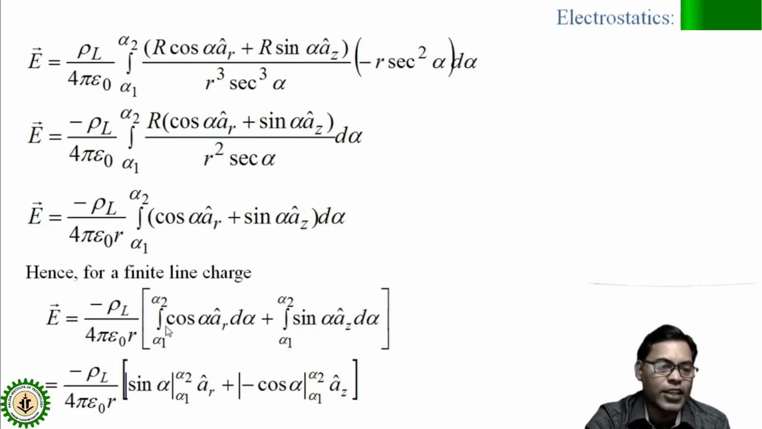Now you see that the integration alpha 1 to alpha 2, we have cos alpha AR d alpha, plus again integration alpha 1 to alpha 2 sin alpha AZ d alpha. Now if we take the integration of this cos alpha d alpha and sin alpha d alpha, we will get the answer. So here E equals minus of rho L by 4 pi epsilon naught R, and here the integration of cos alpha is sin alpha, limit is alpha 2 to alpha 1, AR, plus the integration of sin alpha is minus cos alpha, and the limit is alpha 2 to alpha 1, AZ.